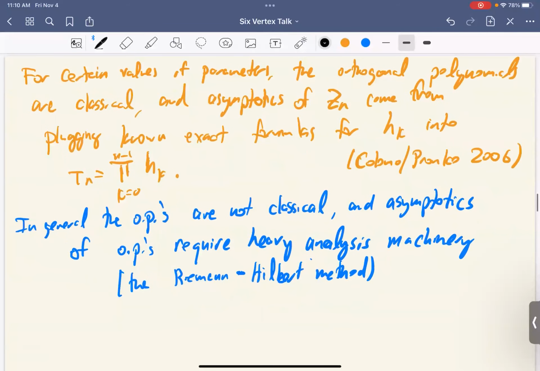So for certain values of T and gamma, these are actually classical orthogonal polynomials, and you can open a book and look through the book and try to find exact formulas for the h's. And that's what two physicists, Colomo and Pronko, did in a paper from 2006. But in general, these are non-classical, and it's a pretty hard problem to understand what the orthogonal polynomials look like.